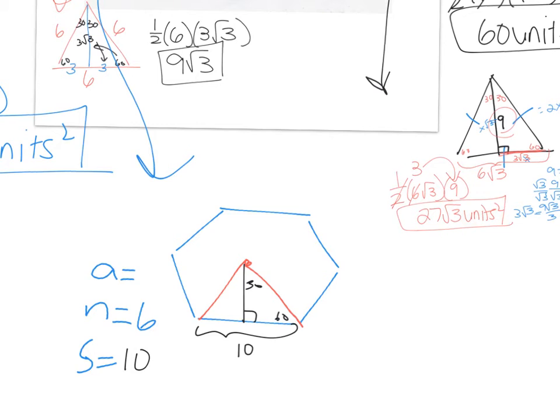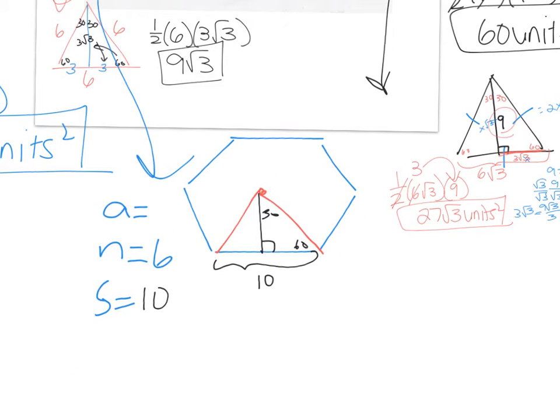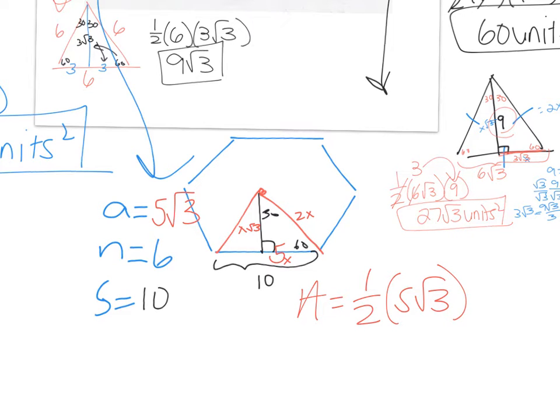In a 30, 60, 90 triangle, this is my x, this is my x root 3, and this is my 2x. So if that whole side is 10, then this is 5, and the apothem on that hexagon is 5 root 3. So the area would be 1/2 the apothem times the perimeter, which I can either use the perimeter that they gave me or multiply it back out. It doesn't matter either way, I get the same thing.